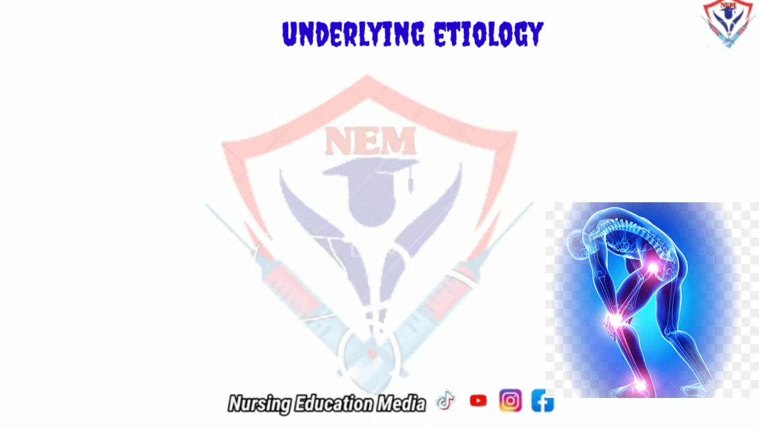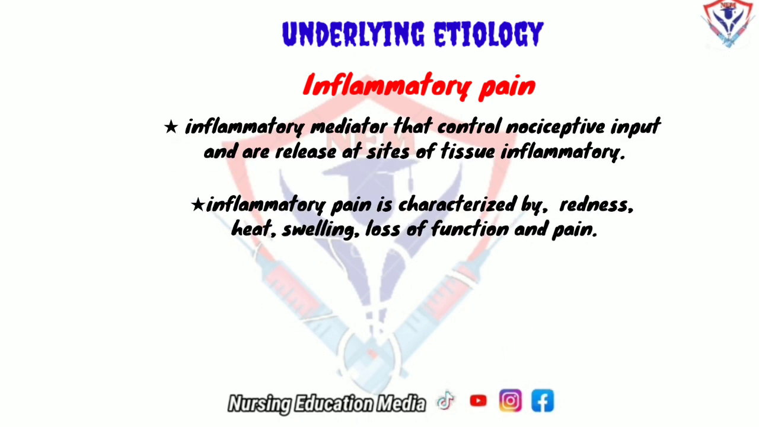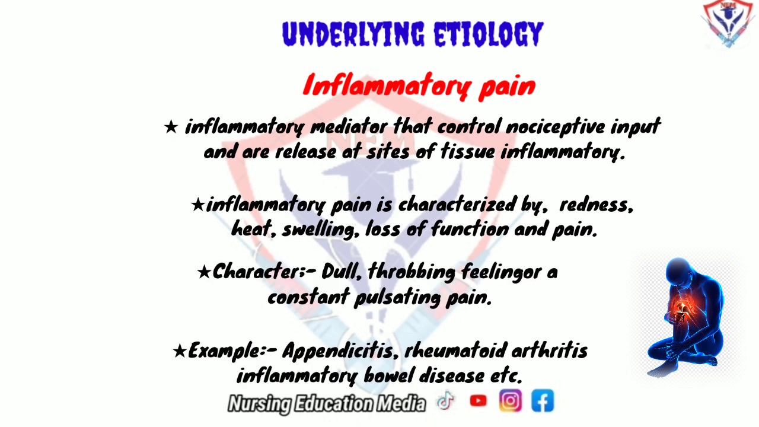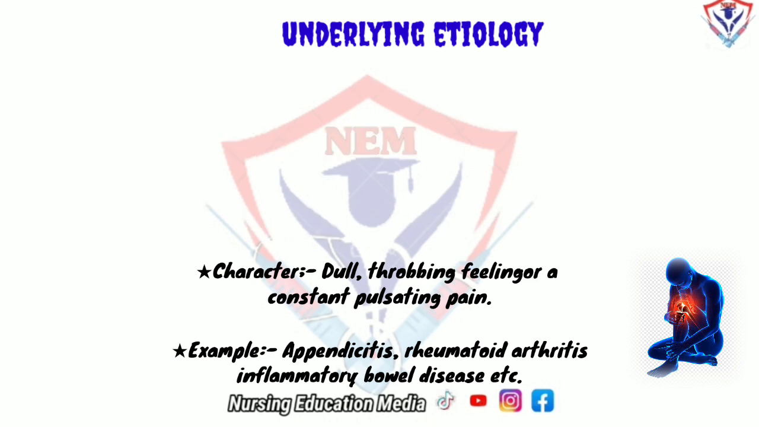And here comes inflammatory pain. Inflammatory pain is the result of released inflammatory mediators that control nociceptive input and are released at sites of tissue inflammation. Inflammatory pain is characterized by 5 classic symptoms: redness, heat, swelling, loss of function, and pain. Looking into the character, inflammatory pain is characterized by a dull, throbbing feeling or a constant pulsating pain. A few examples of inflammatory pain include appendicitis, rheumatoid arthritis, inflammatory bowel disease, and late stage of burn healing.